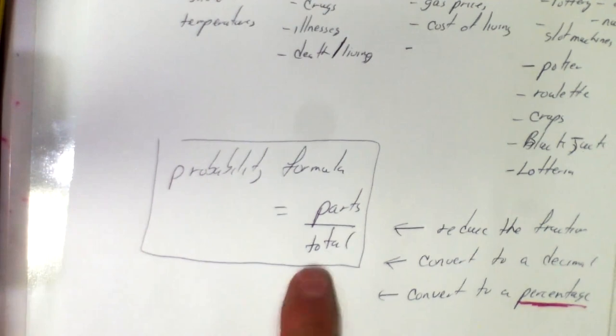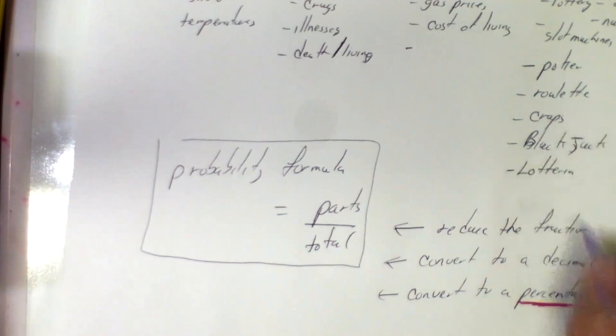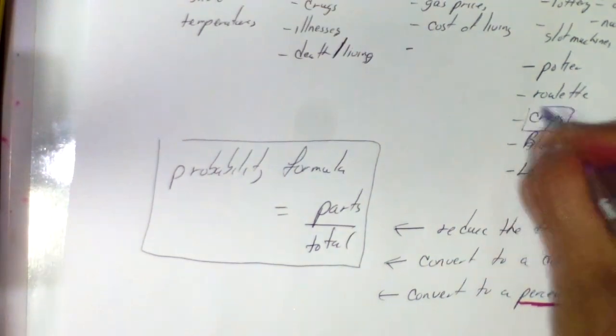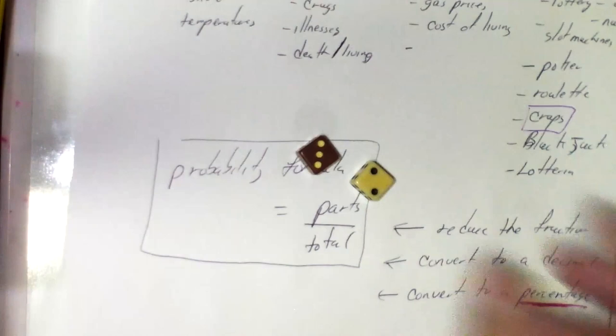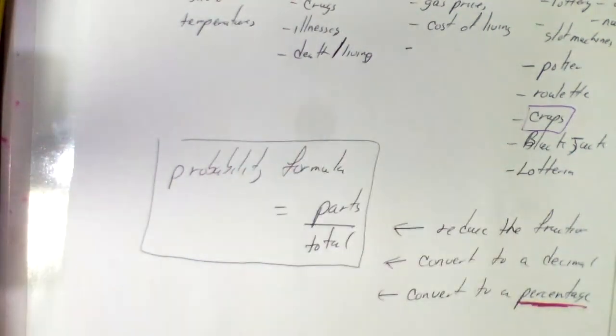All right, so we're going to use this parts over total. I'm going to choose a game of craps. Craps is a game where, you know, you see it in the James Bond movies, right? They have this table and they roll a pair of dice. That's a very interesting game because there are games within games. It's a game within a game, right?